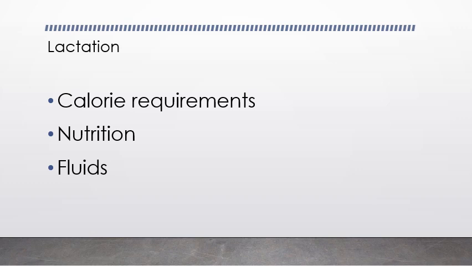So let's talk about some calorie requirements. Toward the end of pregnancy, women need about 450 extra calories per day over their normal diet. So it's not really eating for two. During lactation, women require about 500 extra calories, not on top of the 450, but just over their normal, to be able to make and sustain their milk.